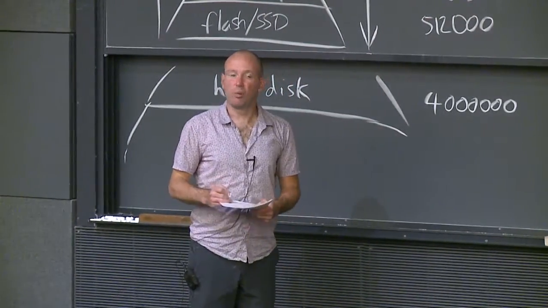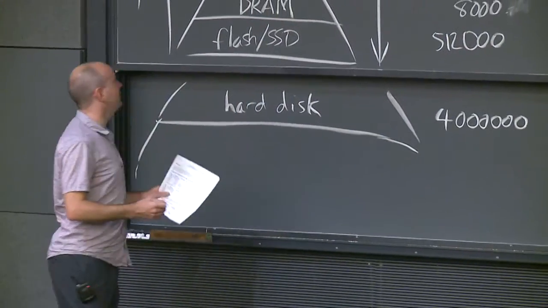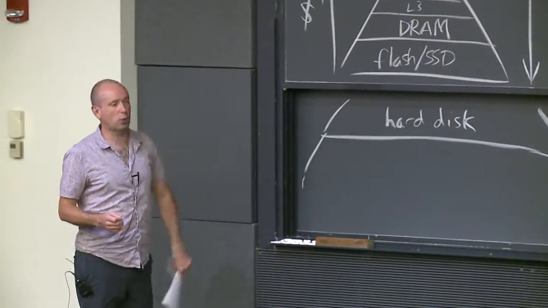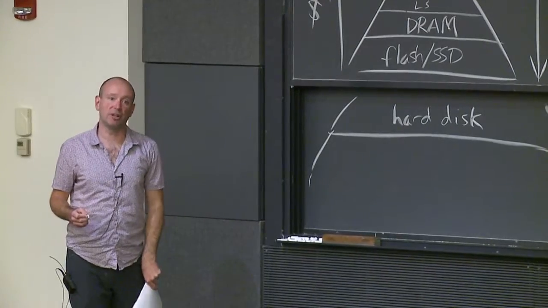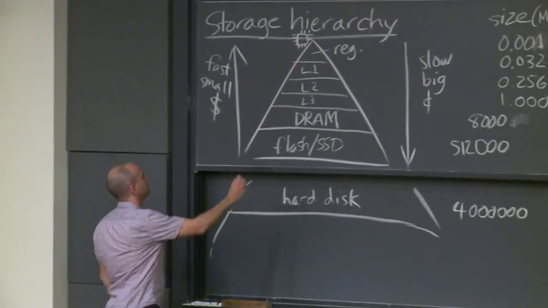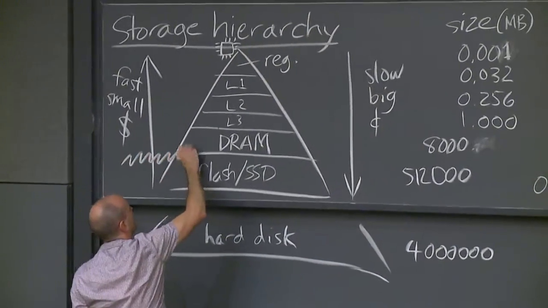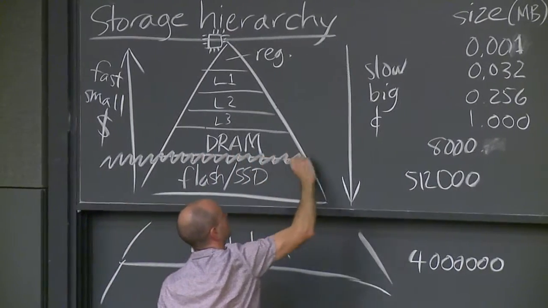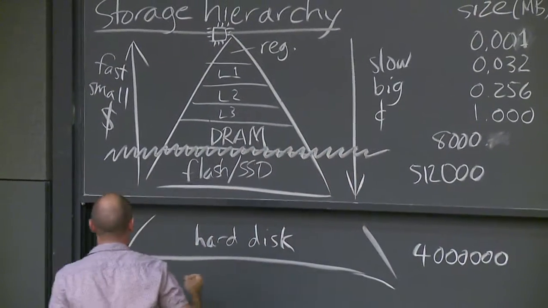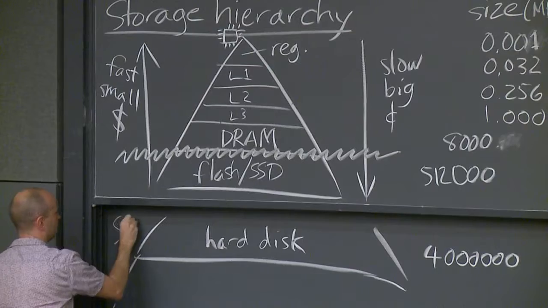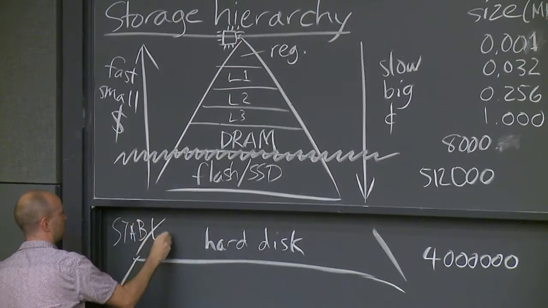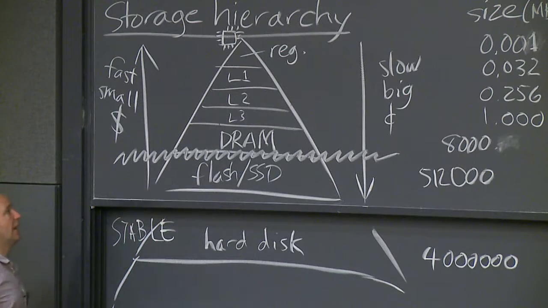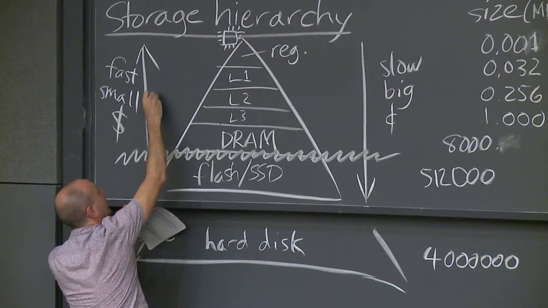One more thing. Some of these storage classes are called stable, and some of them are not. The boundary line is here. These are stable, and everything above that boundary line is unstable.